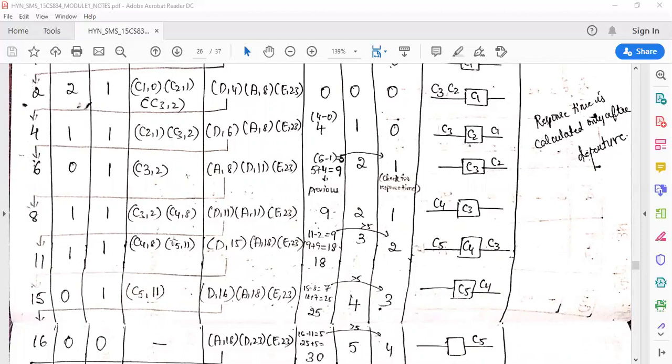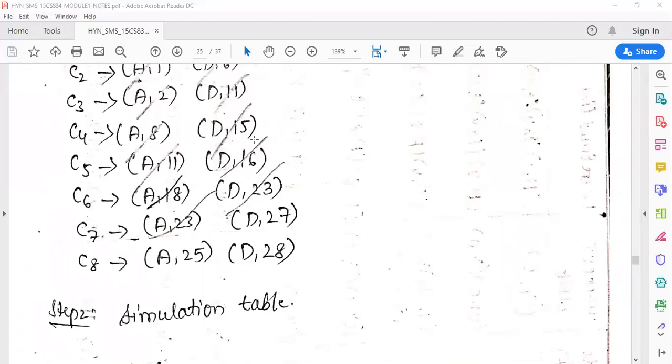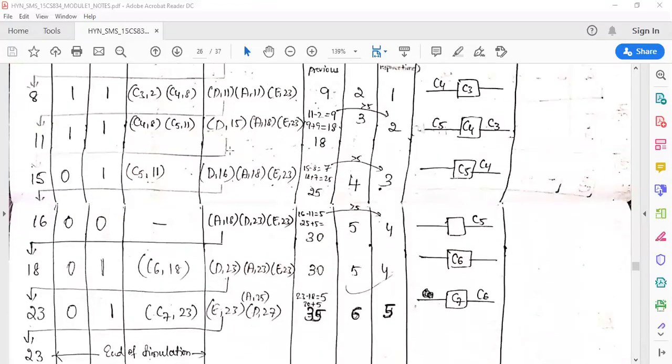So what is this? This is nothing but your checkout line. Who is there in the line now? C4 comma 8 was there. Now C5 has come at 11, so C5 comma 11. Since arrival and departure have both occurred, both are gone. Only E comma 23 is there. So I have to write the next arrival and next departure. Next arrival is A comma 18. Next departure is D comma 15. So D comma 15 I will write first, then A comma 18, E comma 23.